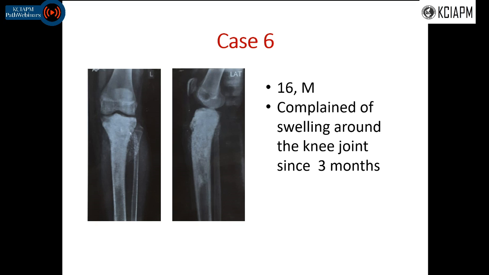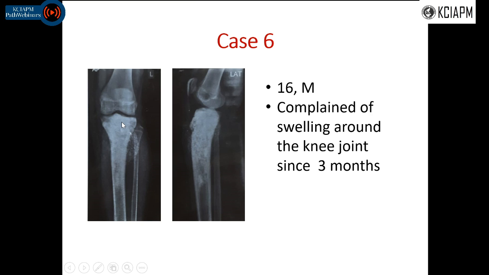This case turned up a few days ago. This is from a 16-year-old child who complained of swelling around the knee joint for 3 months. So the lesion is involving the upper part of the tibia, including the epiphysis as well as part of the metaphysis. So it's a huge lesion with a soft tissue component. We do not know whether it started from the epiphysis and went down or from the shaft went towards the epiphysis.